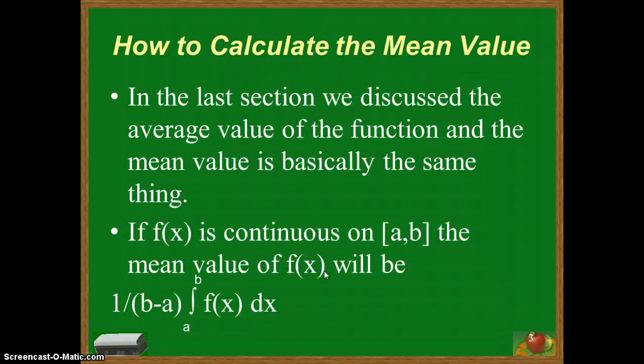So how do we calculate the mean value theorem? Well, we've actually done this in the last section when we calculated average values of functions. It's basically the same thing. So you've done a number of problems. Remember, it's 1 over b minus a times the integral from a to b of f of x. Up till now, the only way you've been able to find that integral really is using geometric shapes or finite sums.